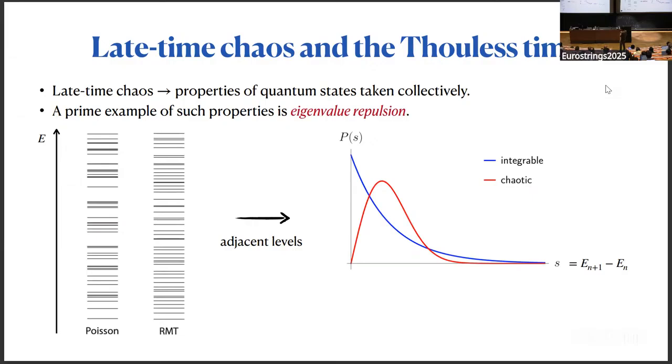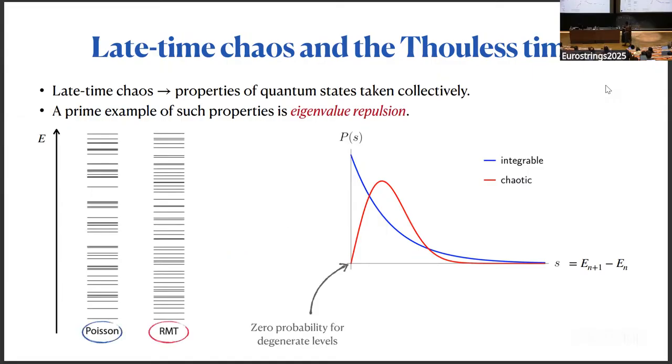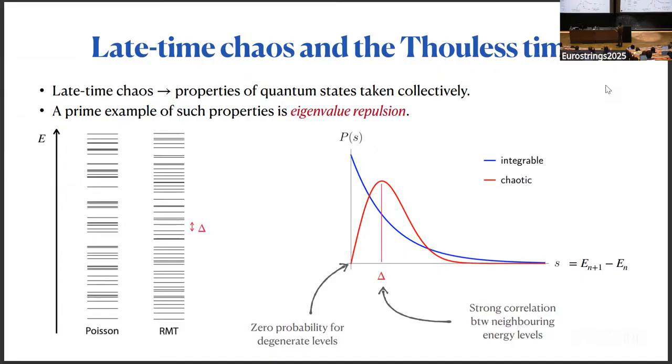What you will find is a different behavior depending on whether your system is integrable or chaotic. For chaotic systems, you will have zero probability for degenerate levels, and you will find a maximum for your function, the red curve, which means that there exists a strong correlation between neighboring energy levels. So they will have some kind of energy eigenvalue repulsion at this scale delta.